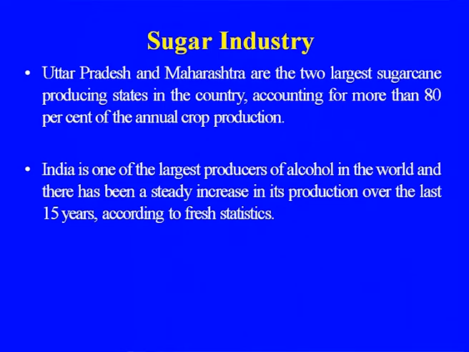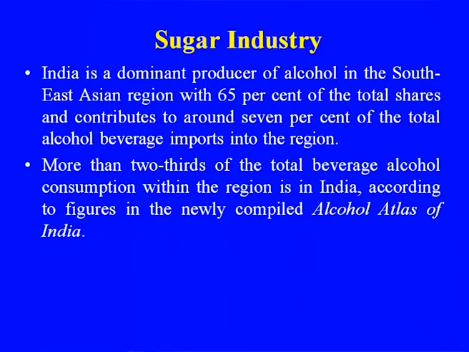India is one of the largest producers of alcohol in the world, and there has been a steady increase in its production over the last 15 years according to the latest statistics. Actually, the molasses to alcohol conversion has become very important, and we'll be discussing separately how we are making the molasses and the importance of alcohol from molasses in the chemical industry. India is a dominant producer of alcohol in the Southeast Asia region with 65% of the total sales, and contributes around 7% of the total alcohol beverage imports into the region. More than two-thirds of the total beverage alcohol consumption within the region is in India, according to the figures in the newly compiled Alcohol Atlas of India.